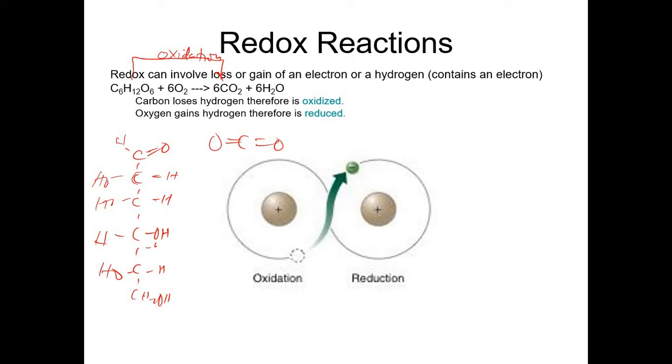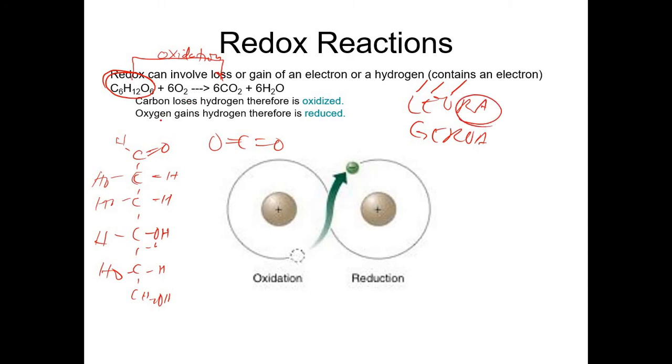To separate the reduction from the oxidation. But where there is oxidation, there is also reduction. So remember, we have LEO and GER. So if carbon loses hydrogen, meaning it loses electrons, that means that this process is called oxidation. So lose electrons, oxidation. Meaning that this glucose here is the reducing agent.